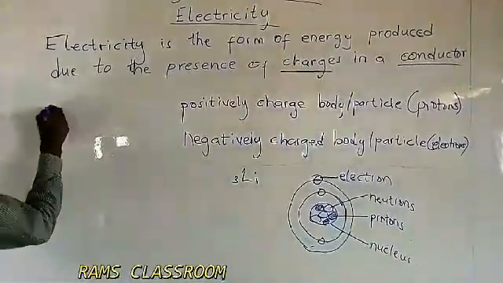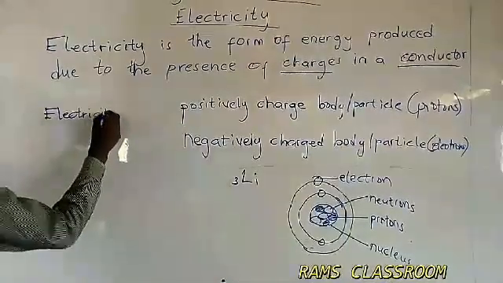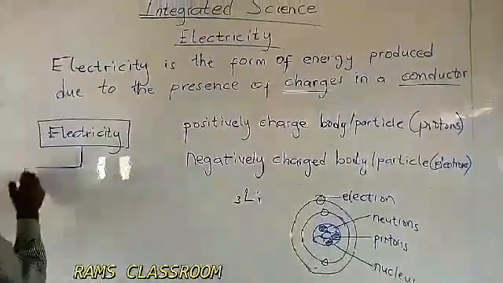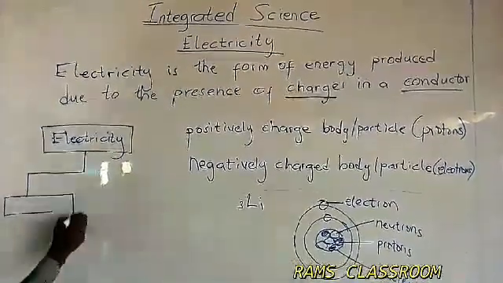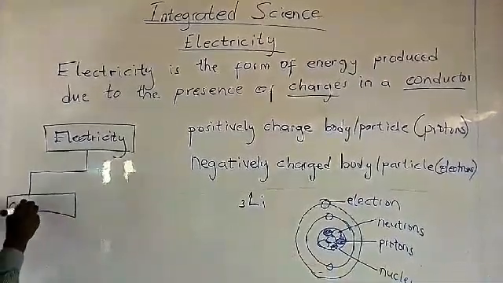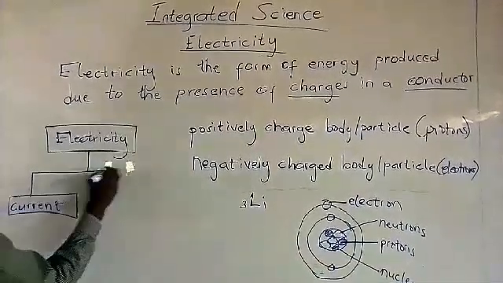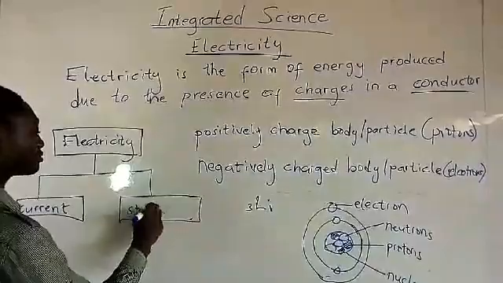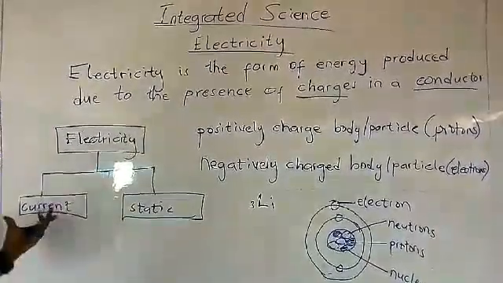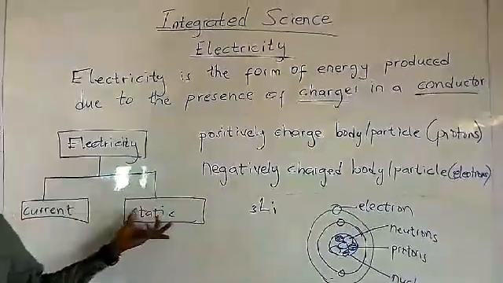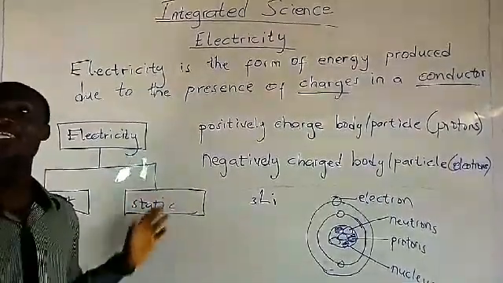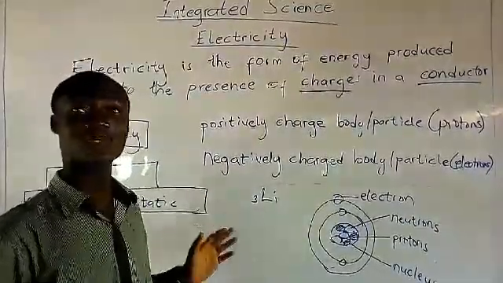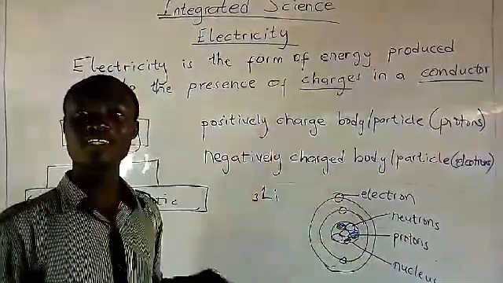Okay, so basically we have two types of electricity. Let's take this to be electricity. This to be the current electricity, and this one to be the static electricity. In current electricity, we have the charges moving, and in static electricity, we have the charges being at rest within the conductor. So when we talk of charges, the positive and negative ions in the body is what we call the charges.